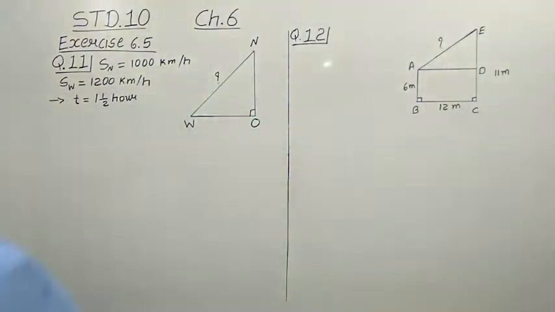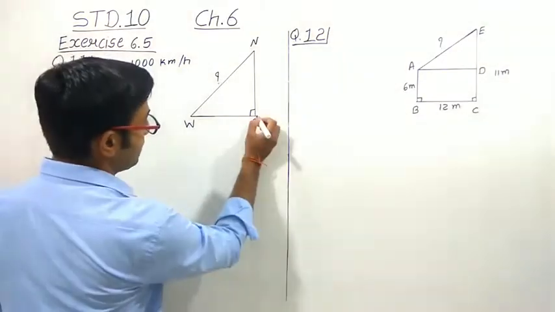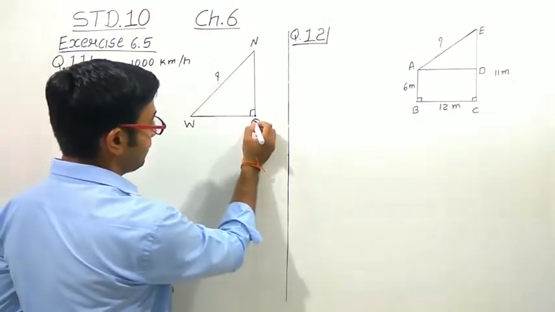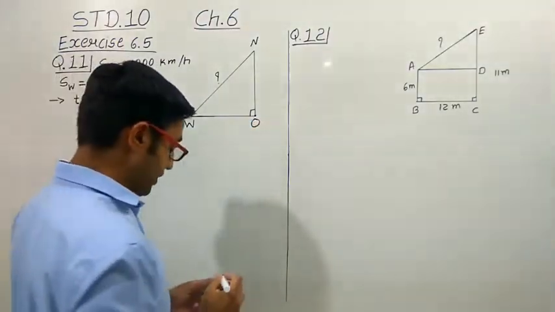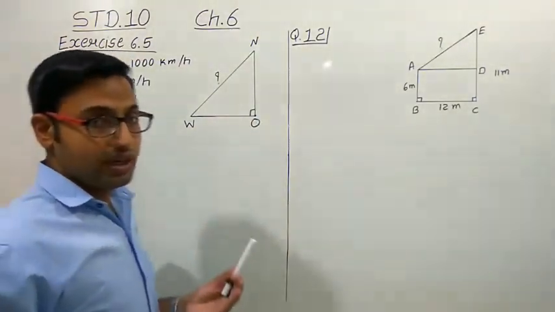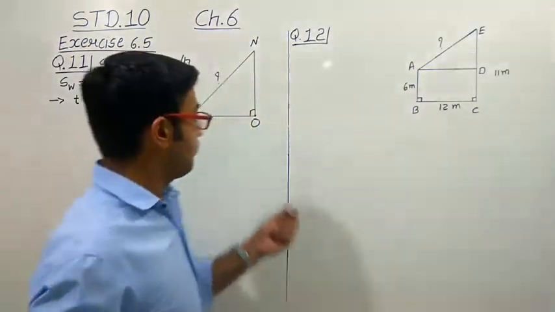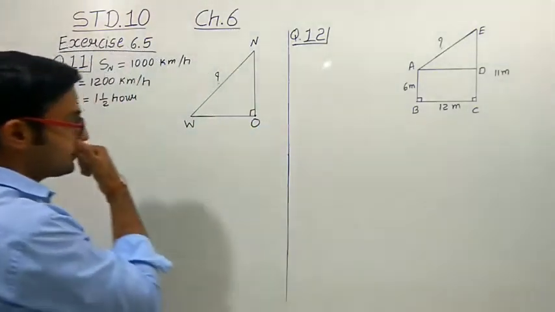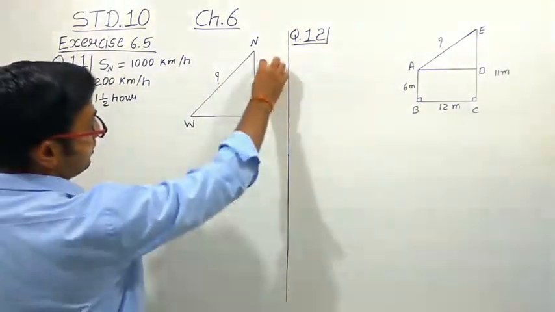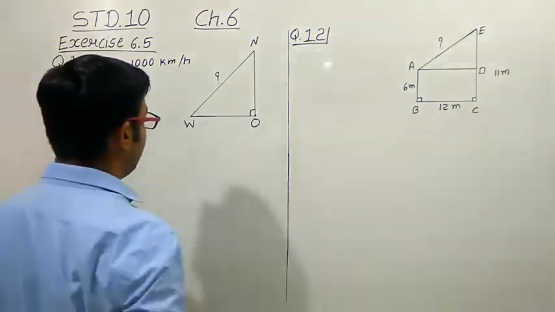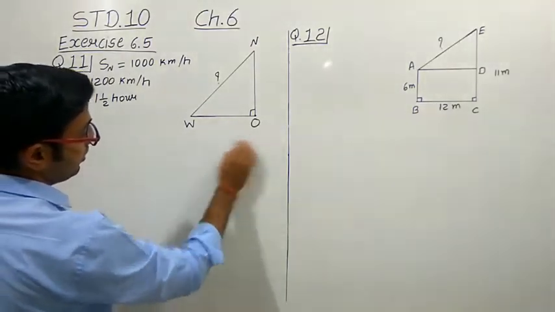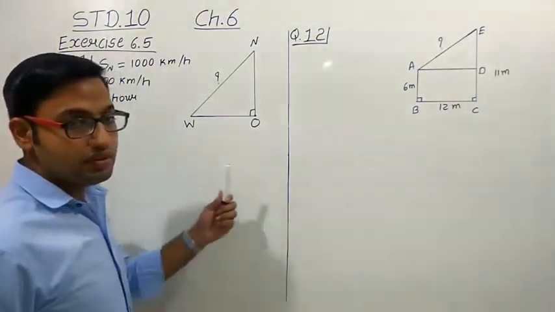So, let us consider that both these planes start flying from this same point. We are taking it as the origin point O. One plane is going towards the north direction, one is going towards the west direction. We know that the angle between these two directions is 90 degrees. So let us assume that the plane going in the north direction travels the distance ON, and the other flying to the west direction travels the distance OW.